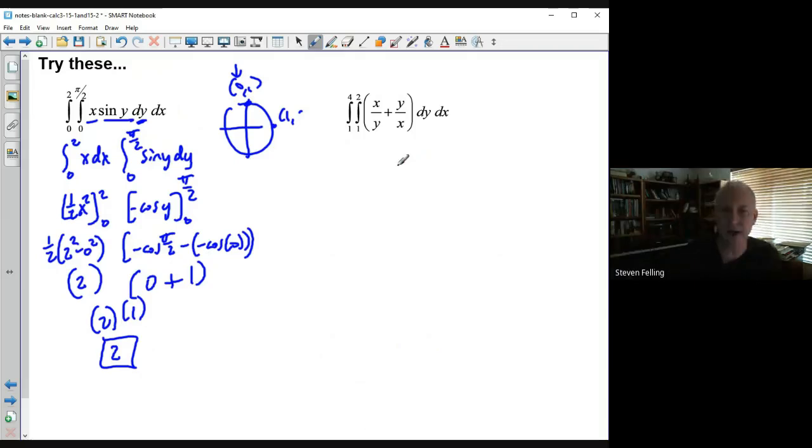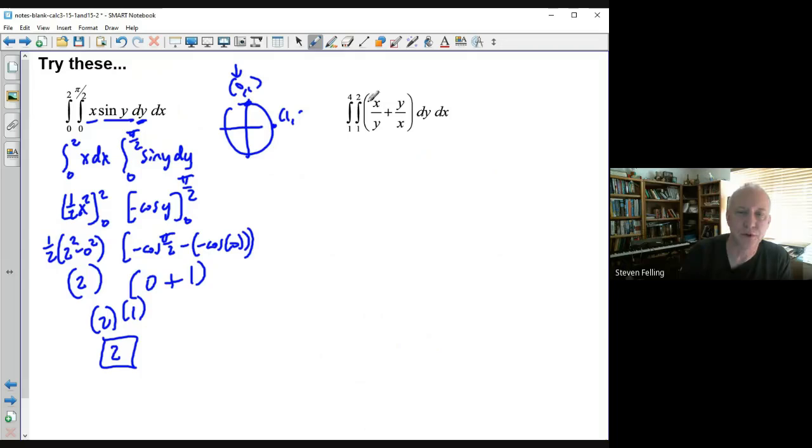Okay, now this one we can't separate. I can't really factor that in such a way that the x and y's end up in separate factors. So we're going to do the inner dy integral first. That's the integral from 1 to 2 of, since I'm treating y as the variable, I'm going to write this as the constant x times 1 over y plus 1 over x as a constant times y dy. Okay, so the antiderivative of 1 over y is the natural log, right?